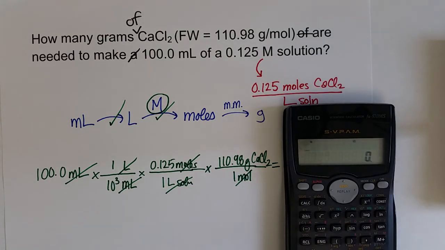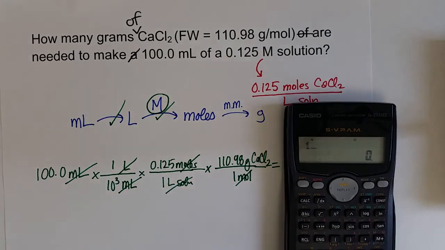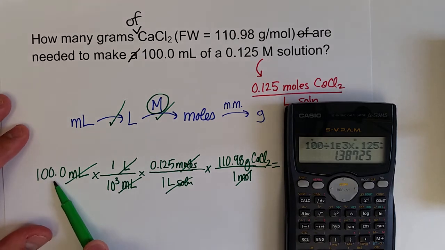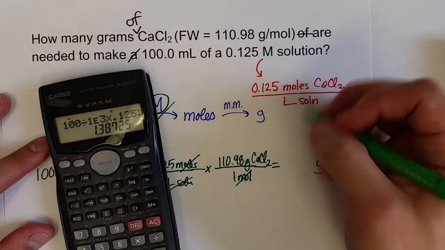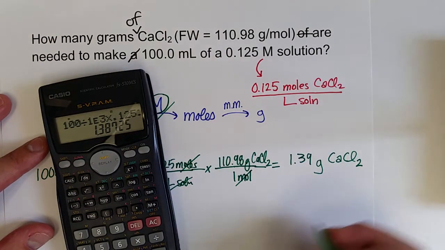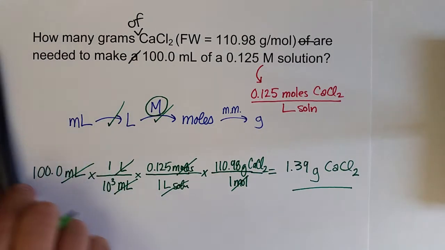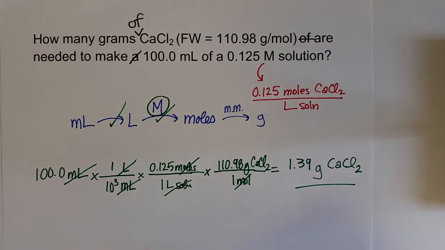And so I can punch this into my calculator. Everything on top, I multiply. Everything on bottom, I divide. So 100 divided by 1,000 times 0.125 times 110.98 equals 1.38725. I have 4 significant figures here, 3 here, 5 here, so I have to cut this down to 3. So I need to dissolve 1.39 grams of calcium chloride in 100 milliliters of water, or 100 milliliters of solution, to make a 0.125 molar solution.